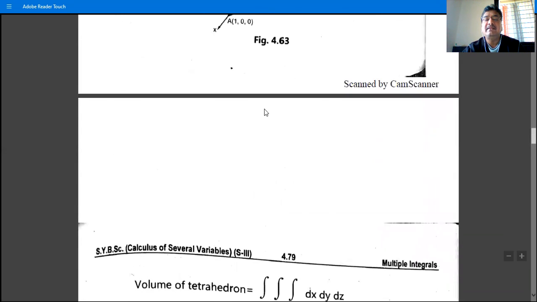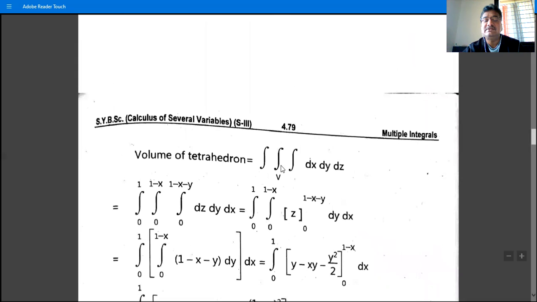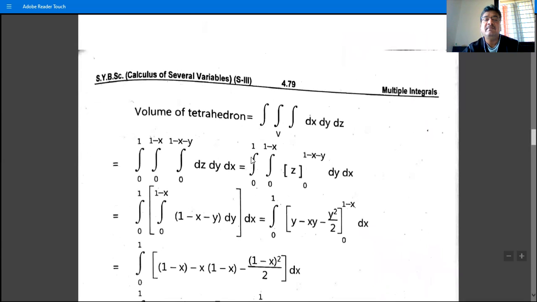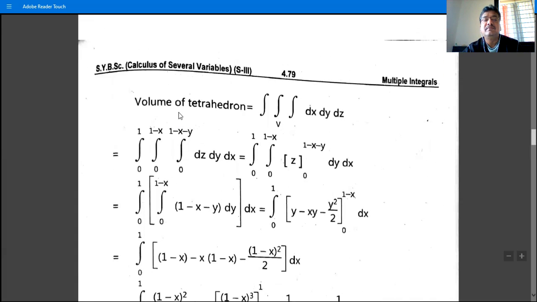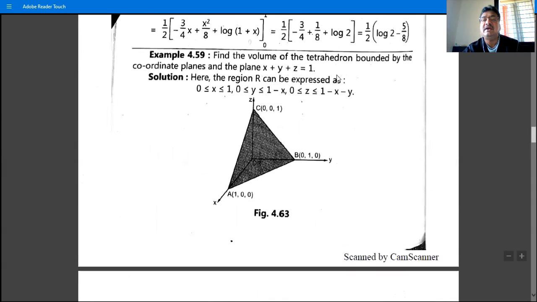And then the volume of the tetrahedron is the triple integration over V of dx dy dz, integrating 1 with respect to x, y, z. So integration of 1 dx dy dz, and integration of 1 dx dy is the area. So z runs from 0 to 1 minus x minus y, y runs from 0 to 1 minus x, and x runs from 0 to 1.